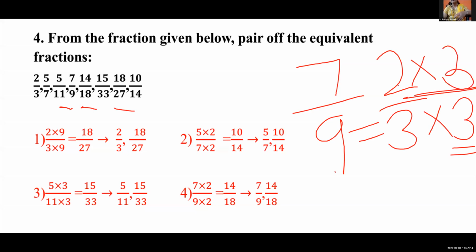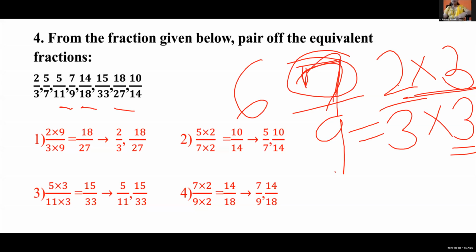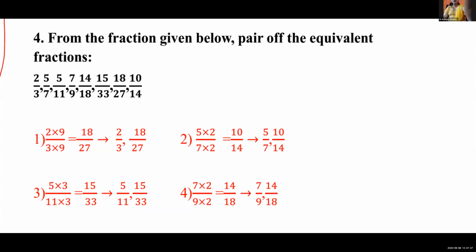So 2 threes are, what should have come here? 6. But which number is there? 7 in the numerator. So will this be an equivalent fraction? No. If 6 upon 9 were there, then it would be an equivalent fraction to 2 upon 3. But here 7 upon 9 came, so this will not be its equivalent fraction. Okay, correct? Understood? Is it clear why we did not take 7 upon 9?